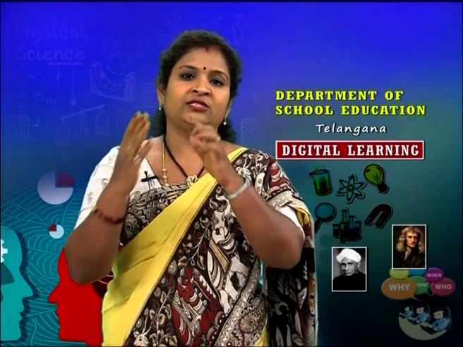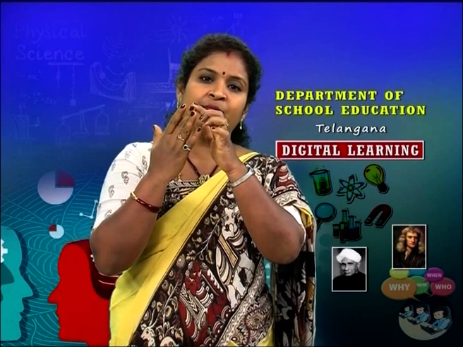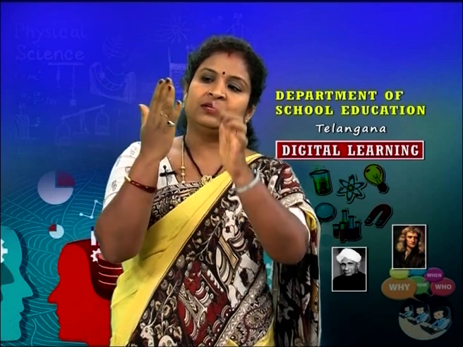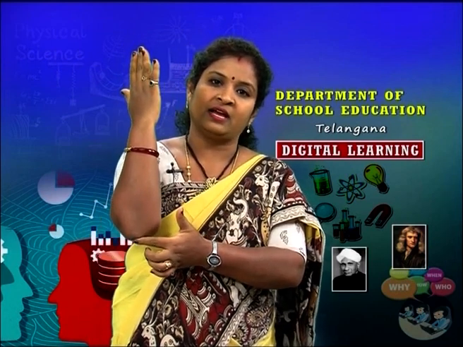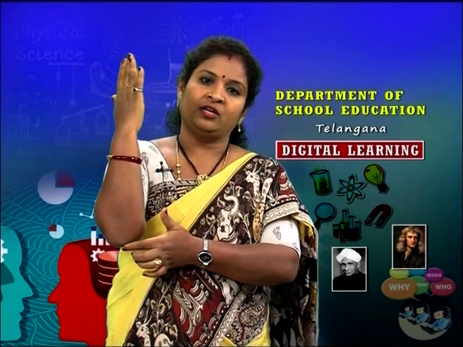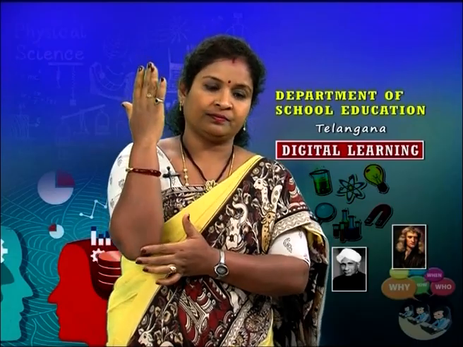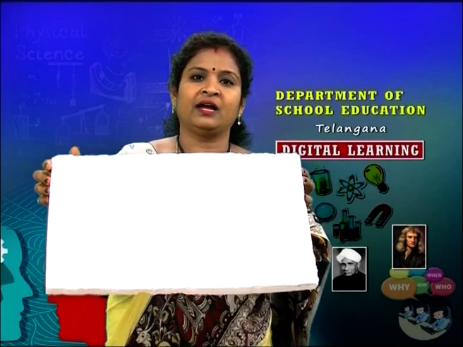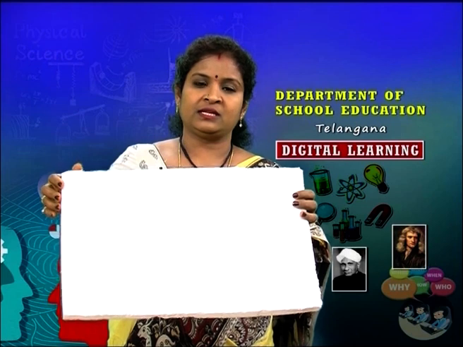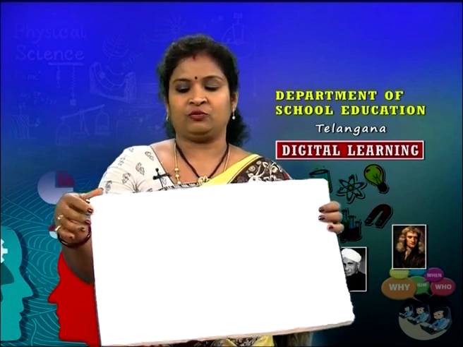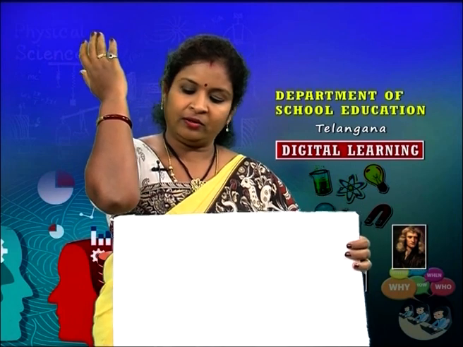Children, from the tip of your middle finger till the tip of your elbow, this distance is called 1 cubit. You can measure the length of the table by using this cubit also. For example, I am taking a thermocol piece. Now, you can measure your table also by using this cubit. Now, what am I doing? How am I going to measure?